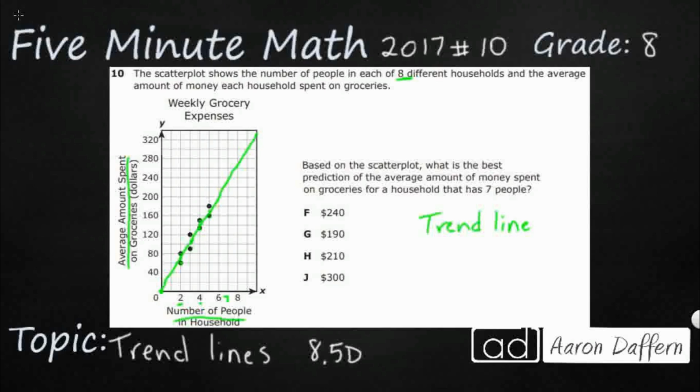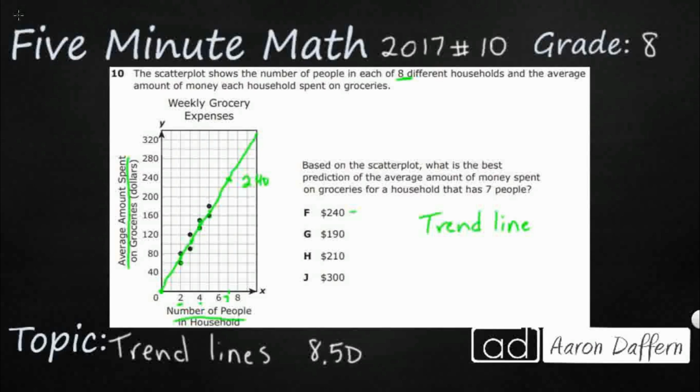So we're looking here for 7. So my 7 is this line right here. And it looks like I'm almost 240. I'm going to call that 240-ish. Maybe a little bit below. And take a look at that first one. The first one gives me 240. So I'm thinking F is going to work.